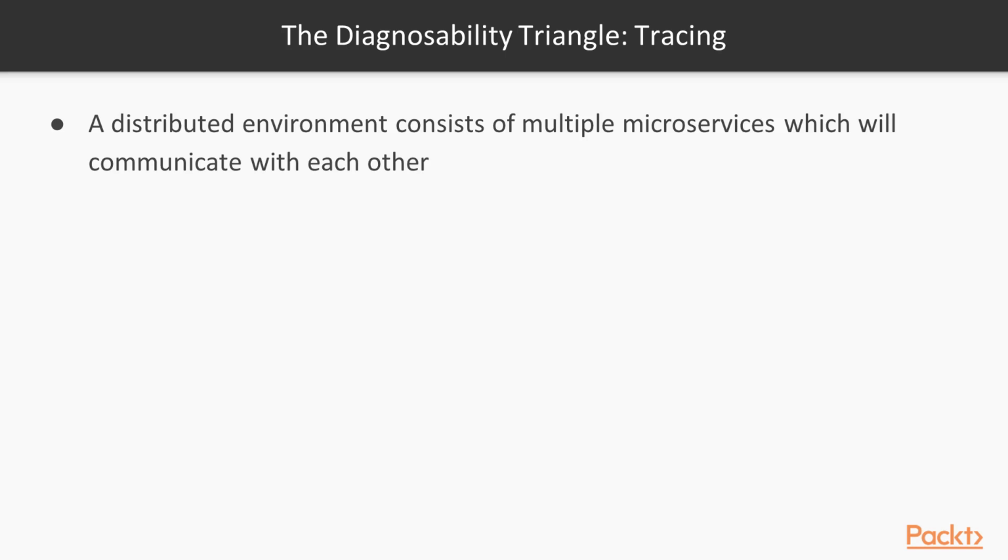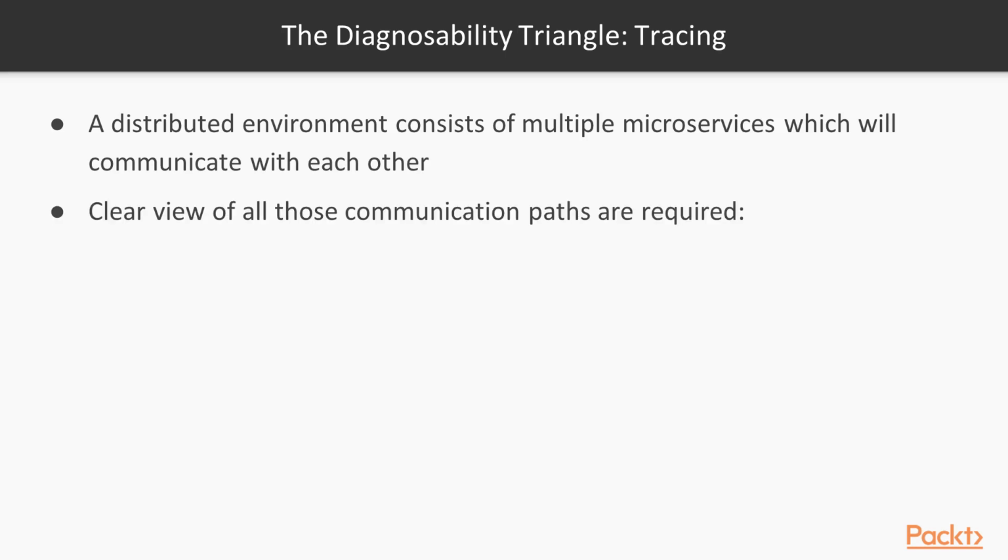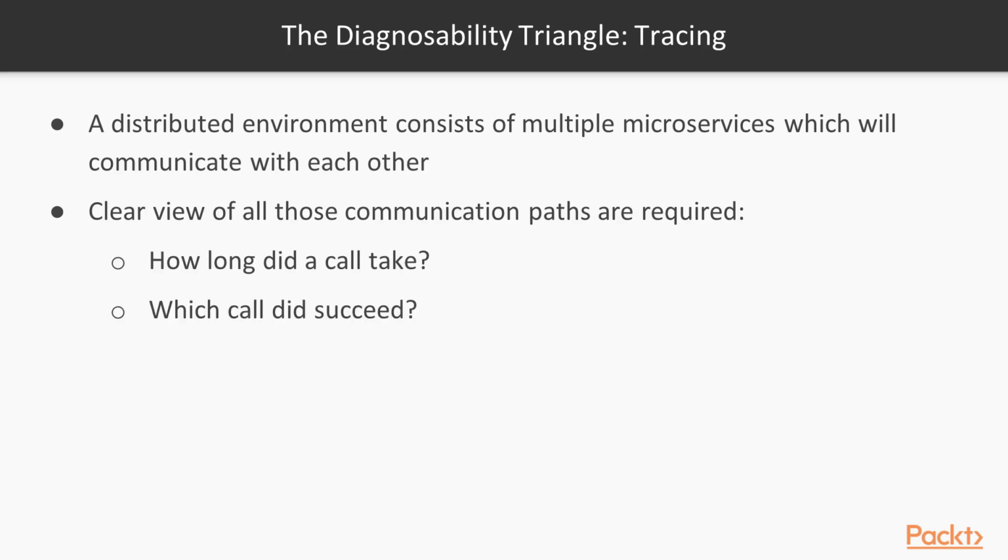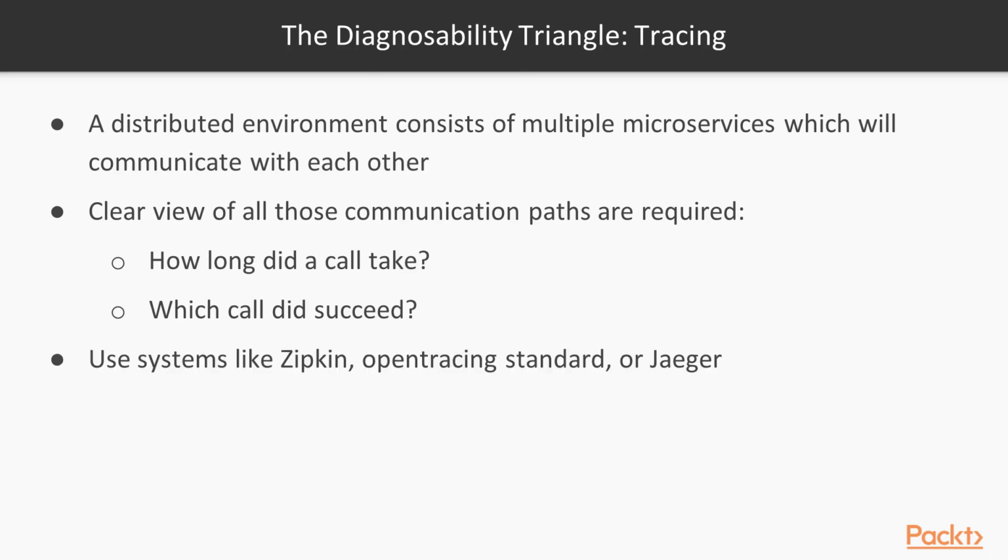And last but not least, we have tracing. Remember, in a distributed environment consisting of multiple microservices, those microservices will communicate with each other. And you want to make sure you have a clear view of all those communication paths. How long did a call take? Which call did succeed? And distributed tracing helps you here a lot. You may use systems like Zipkin or maybe the Open Tracing Standard and Jaeger for this.